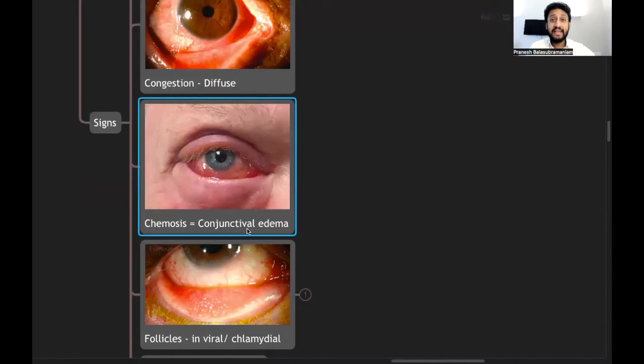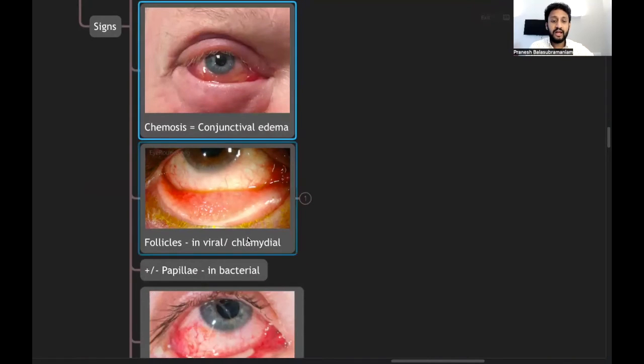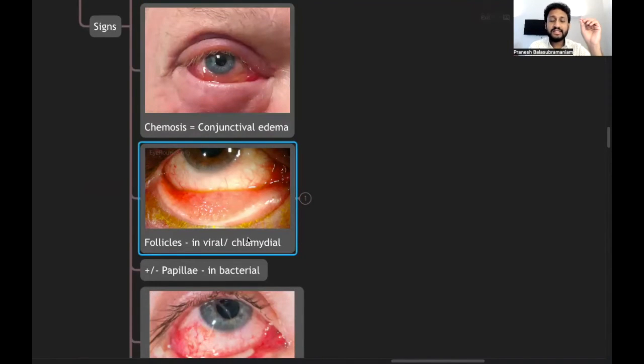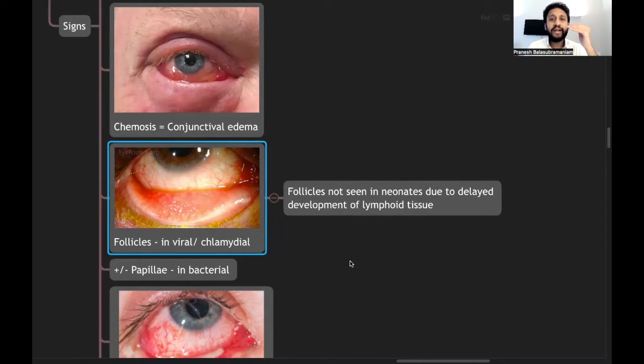The patient can have chemosis or conjunctival edema. The patients can have follicles. Follicles are these grainy, rice grain-like lesions which are seen on the lower palpebral conjunctiva. They're nothing but lymphoid aggregates. These lymphoid aggregates are important because a neonate who has viral conjunctivitis will not have any follicles, because there's a delayed development of lymphoid tissue. That's why you will not see follicles in neonatal conjunctivitis.